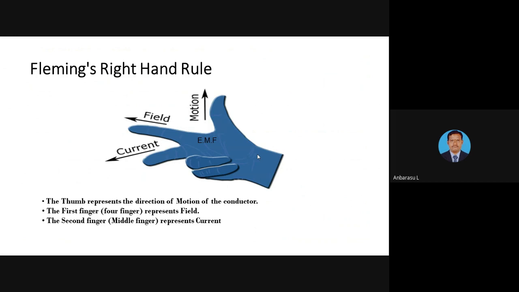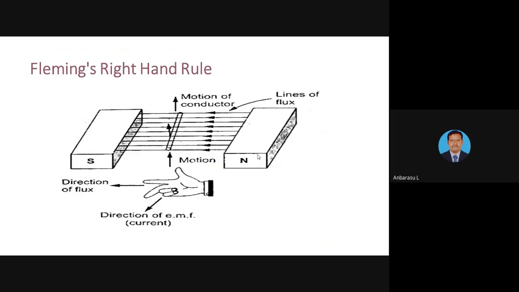Fleming's left hand rule is applicable to the DC motor. Later we'll discuss the left hand rule. Here all the fingers are at right angles to each other, which means all the fingers are 90 degrees to each other. This is the simple explanation of Fleming's right hand rule.